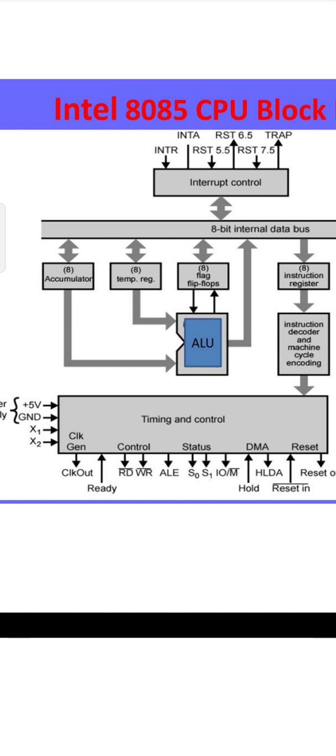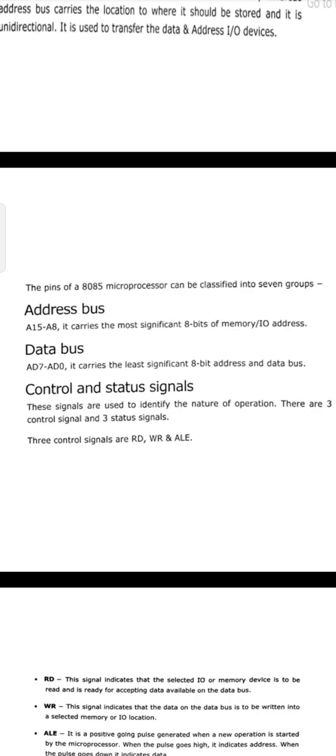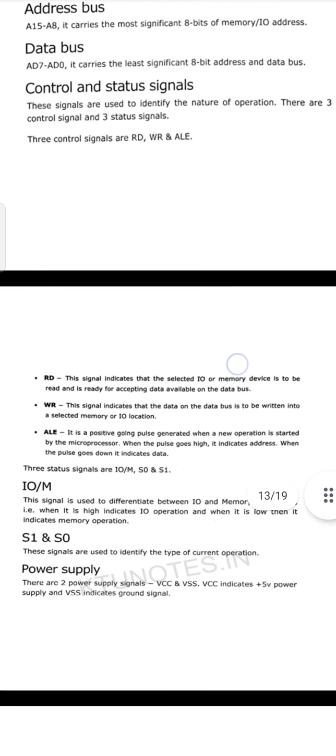And the last unit is the timing and control unit of the 8085 microprocessor, where all the controls of the registers, accumulator, and ALU are controlled by this timing and control unit. There are three control signals used to identify the nature of operations: RD, WR and ALE.